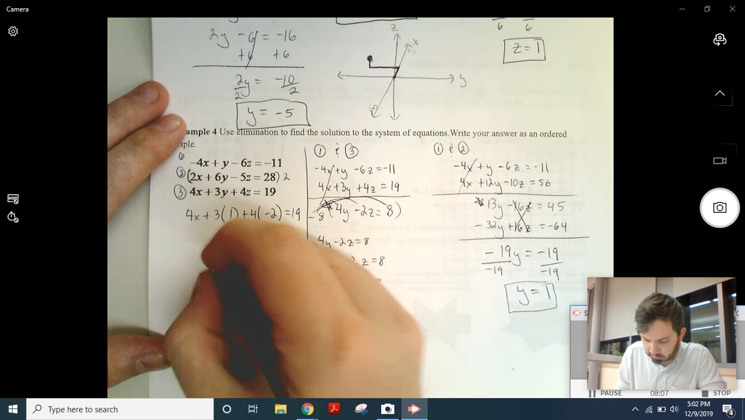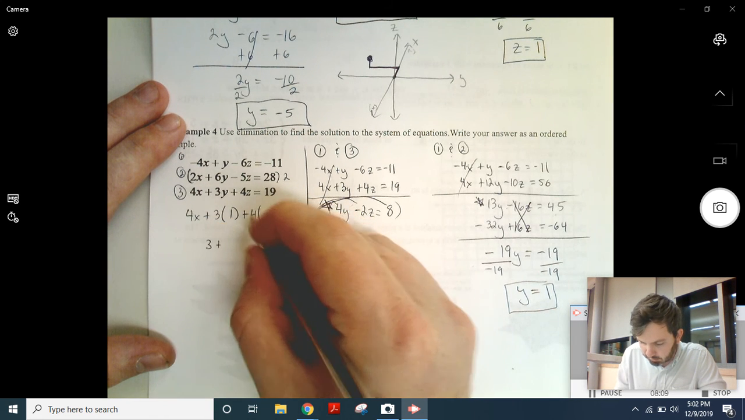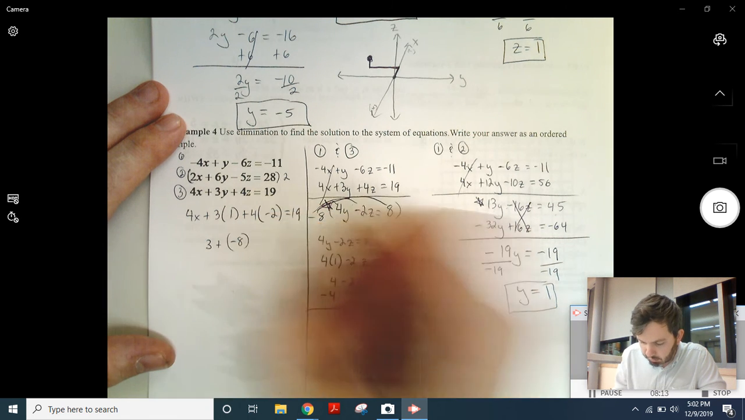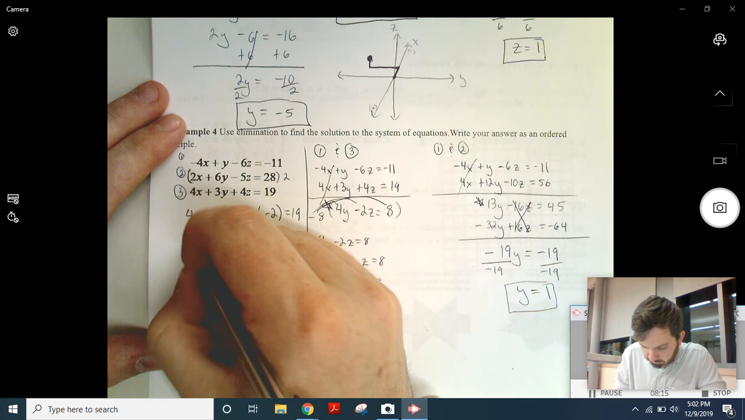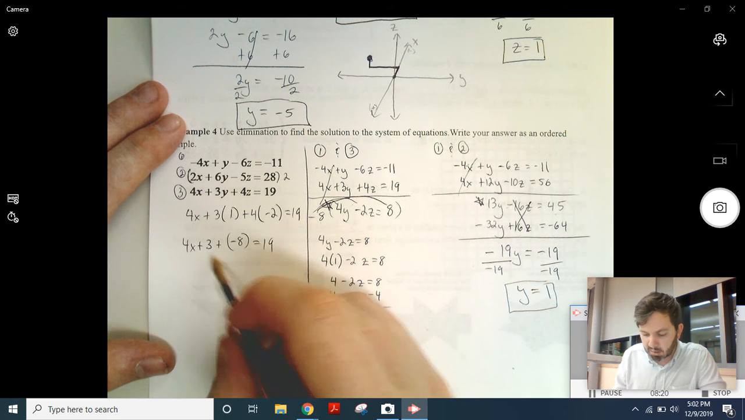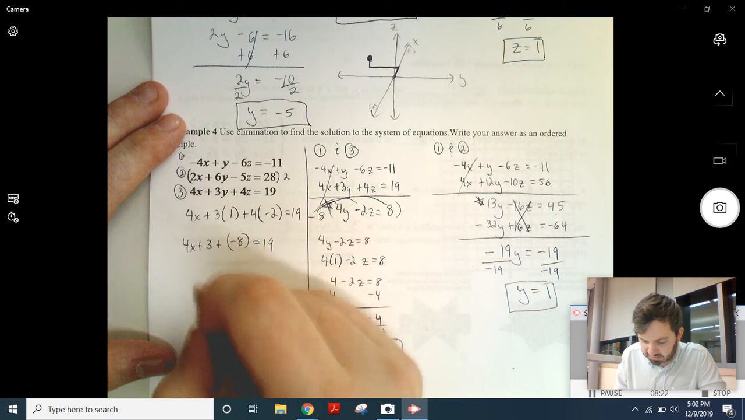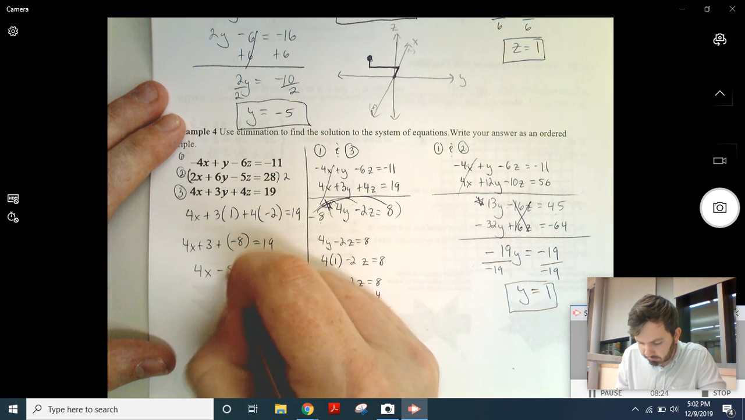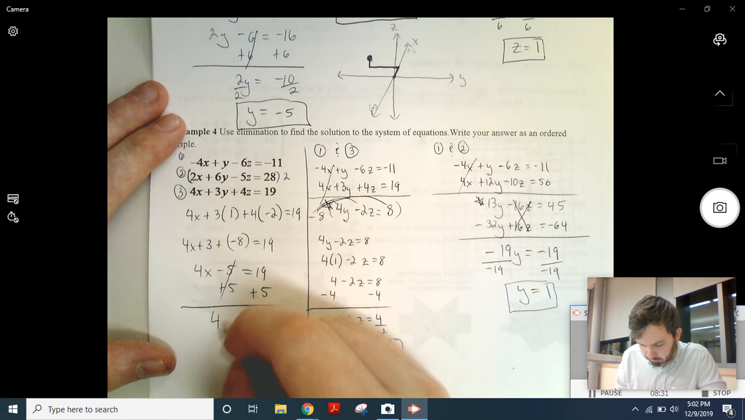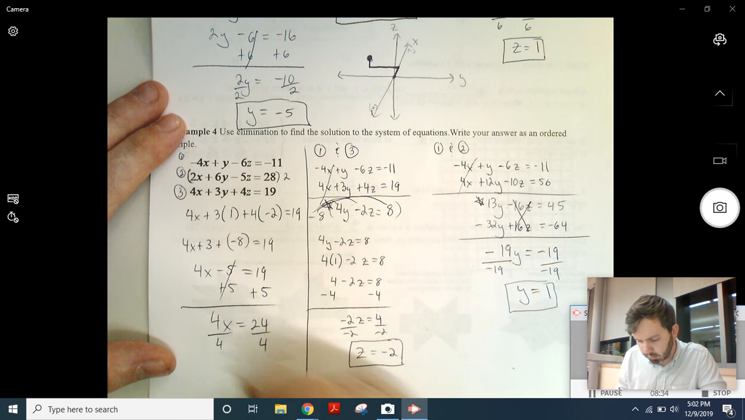So 3 times 1 is 3, plus 4 times negative 2 is negative 8, is equal to 19. And we have the 4x over here. So 4x plus 3 plus negative 8 is equal to 19. Well, 3 and negative 8 becomes negative 5. So 4x minus 5 is equal to 19. We add 5, we add 5. These cancel. We're going to get 4x is equal to 24. Divide by 4, divide by 4. x is equal to 6.